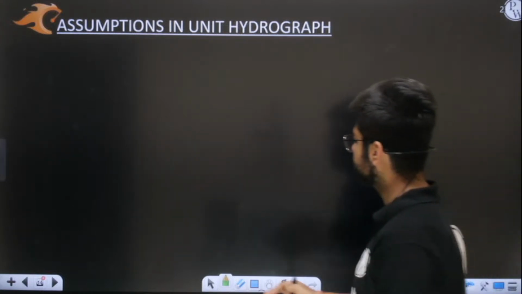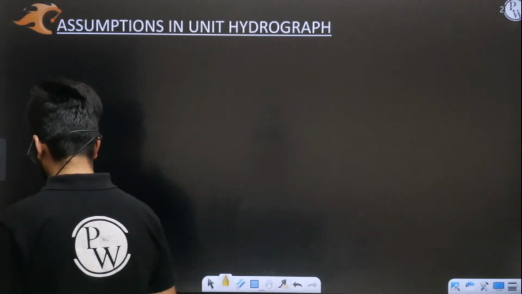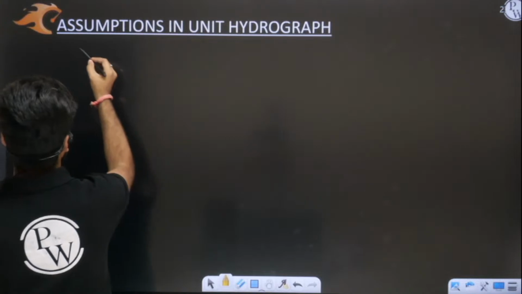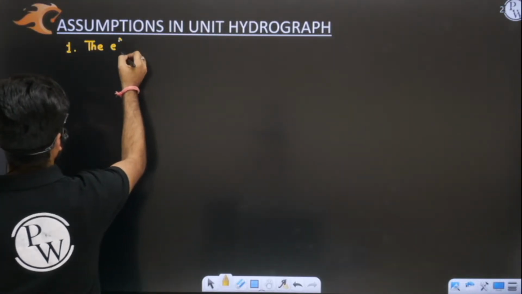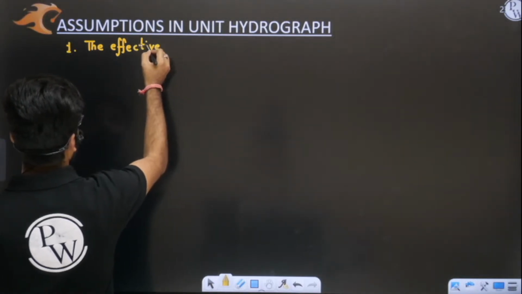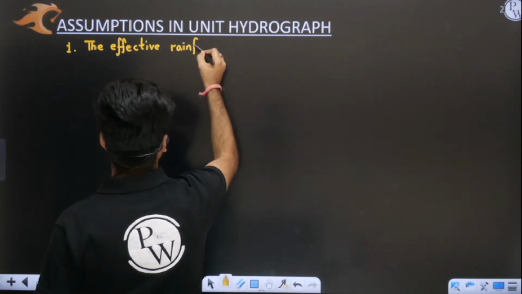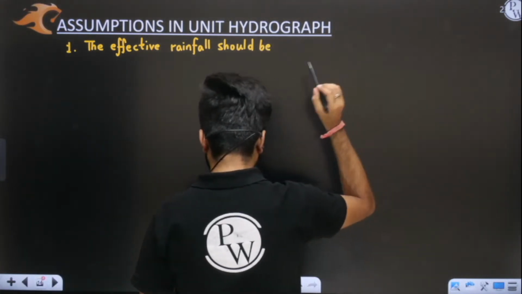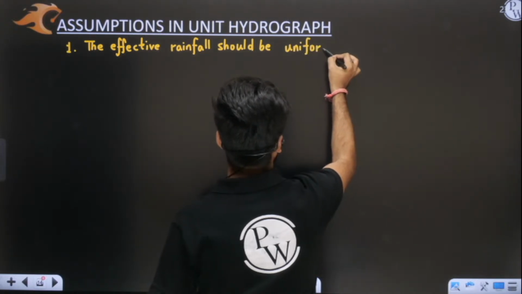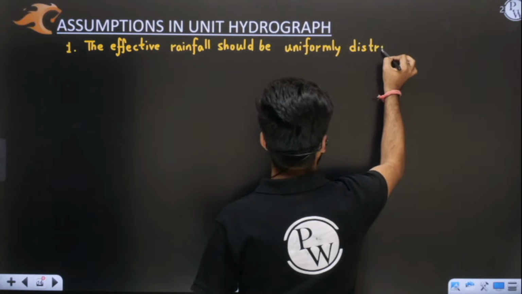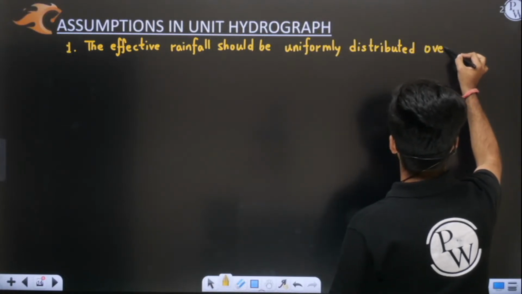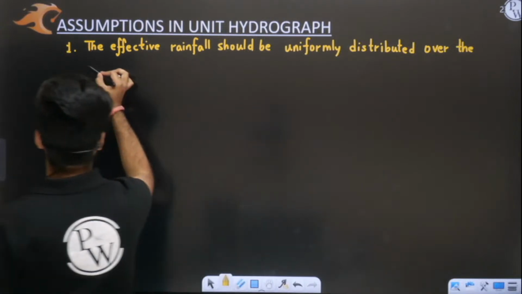Very simple assumptions. The very first assumption in unit hydrograph is that the effective rainfall should be uniformly distributed over the basin.